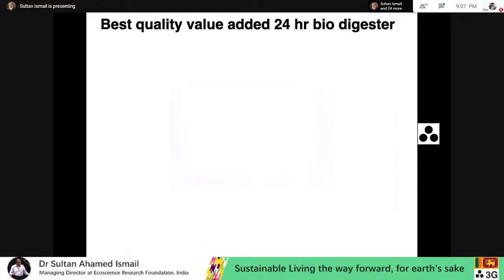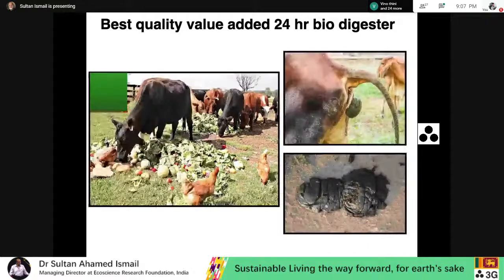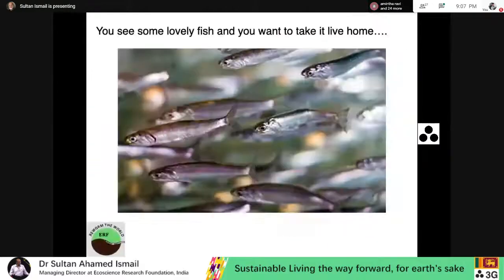Excellent. And that is cattle. You feed the cattle with all the green material, it will give you manure in about 24 hours. And this could be used for biogas production, or it can be used for compost production, whichever is possible.